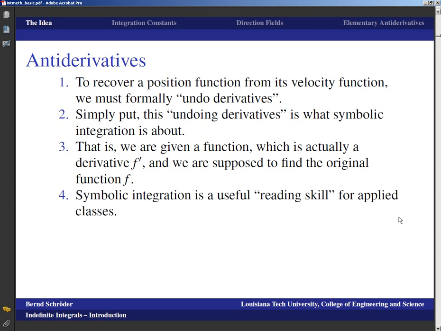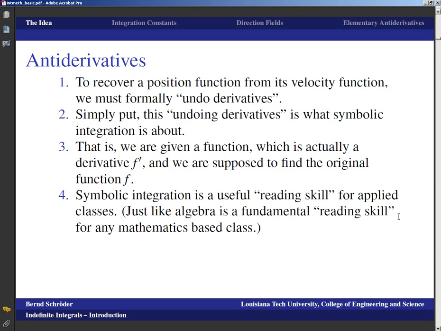Symbolic integration then also is a useful reading skill for applied classes, because in a lot of applied texts you're supposed to solve integrals, and the text just goes, here's the integral, here's the solution, and then of course you wonder, well, why is that the integral? And just being on top of some symbolic integration will allow you to read that kind of thing with a lot more confidence and get a better connection to the material that way. So this is similar to actually algebra being a fundamental reading skill for any kind of mathematics-based class.